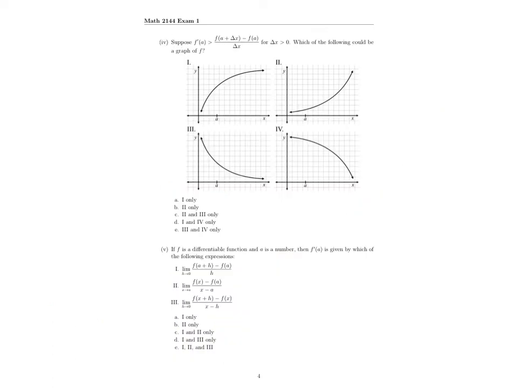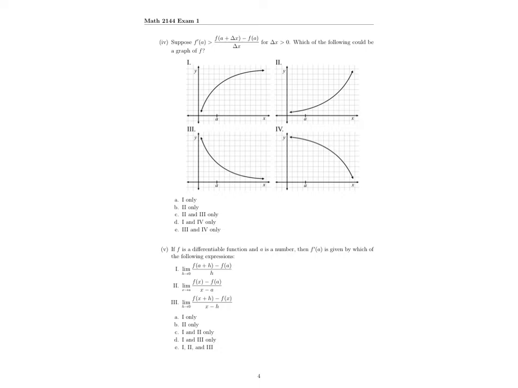All right, how about number 4? So now it says, suppose that my derivative, my slope, is greater than the rate of change. Okay, which of the following could be the graph?